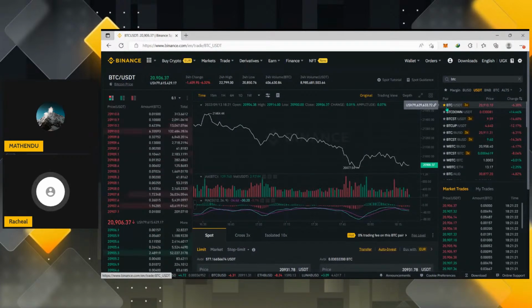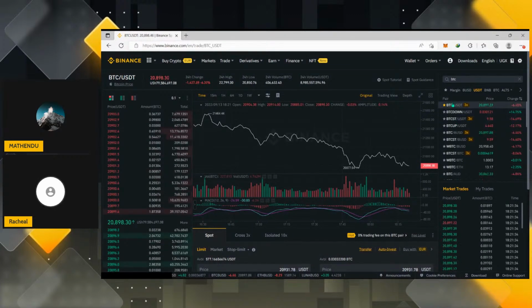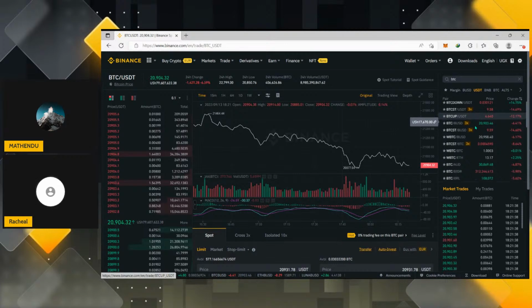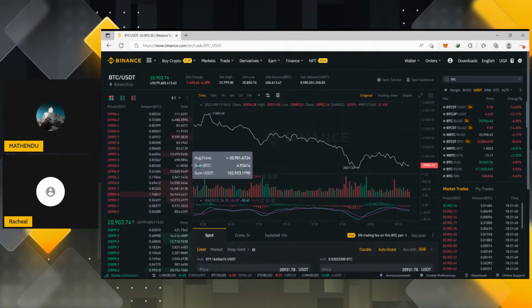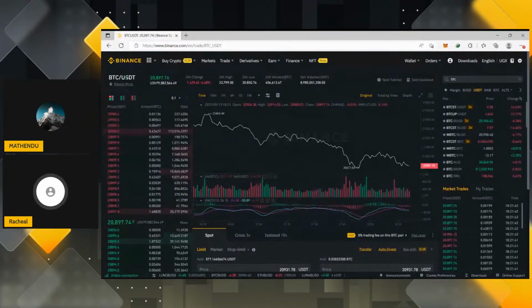Just right next to the trade pair, you have the stars. The stars mean you can bookmark your favorite trade pairs to make it easier. So when you come to the search, your favorite trade pairs will show up first. So that is the trade pair.